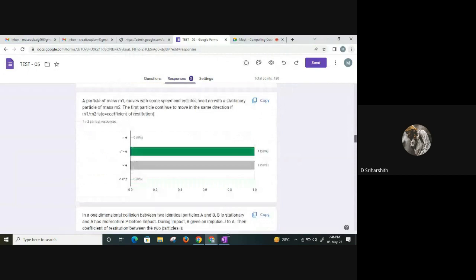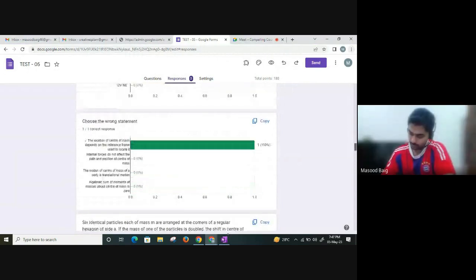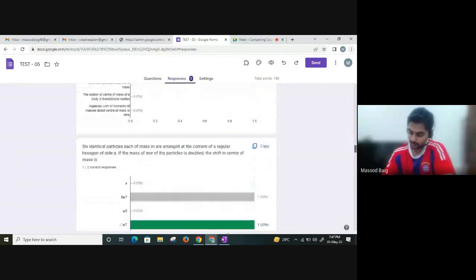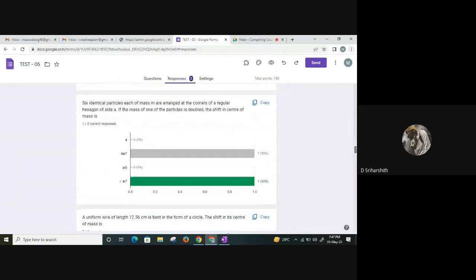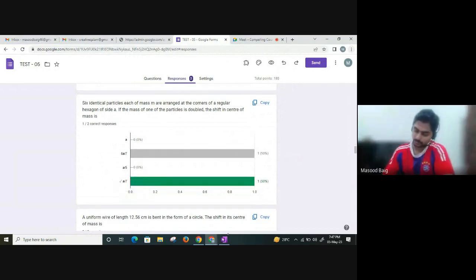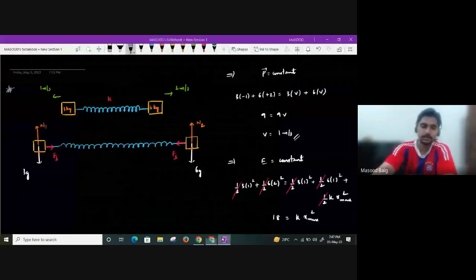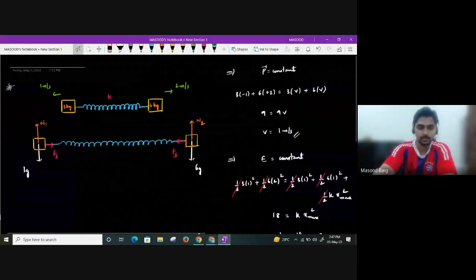Next doubt, please. Guys, you can ask doubts. It can be from anywhere. So this question, sir, hexagon question. Hexagon question. Yes. It's a good question. It's also an easy question to analyze again, right?